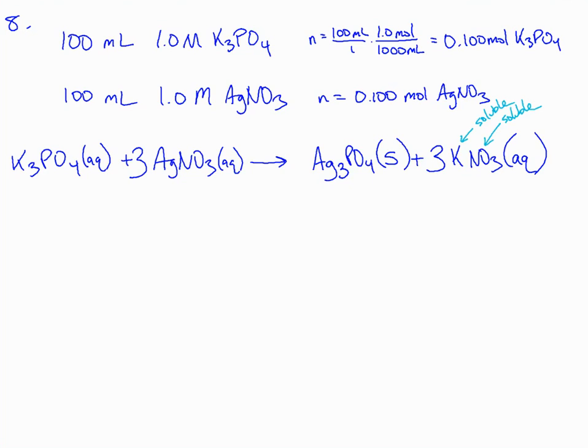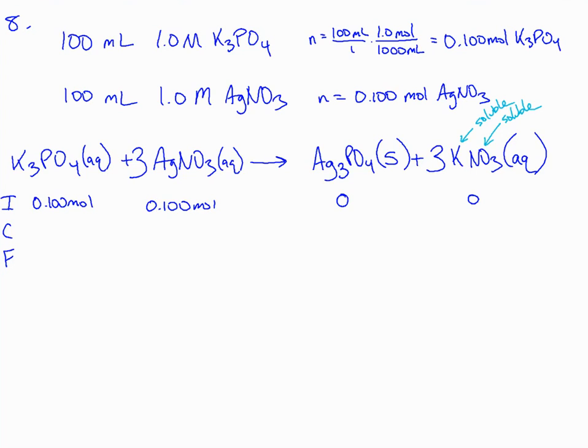So we're going to make one of these tables, initial, change, and final. And we're going to start with the numbers that we calculated. So potassium phosphate, 0.100 moles, silver nitrate, 0.100 moles, and we, at the beginning of this reaction, have none of these products.